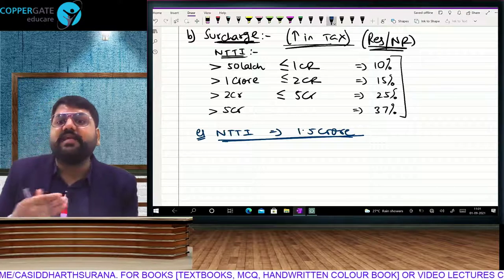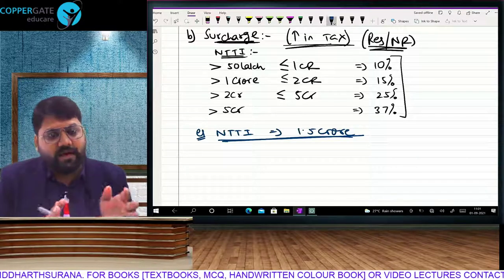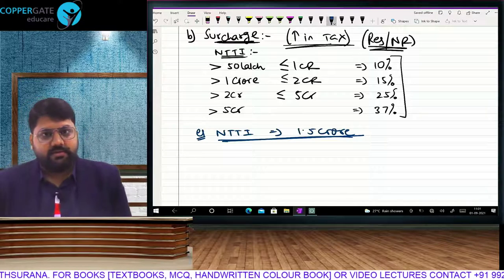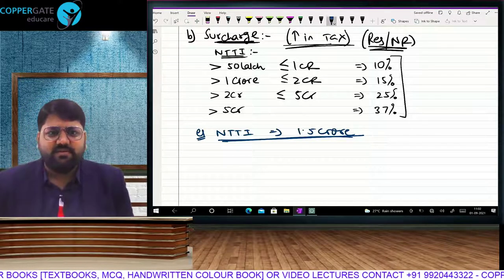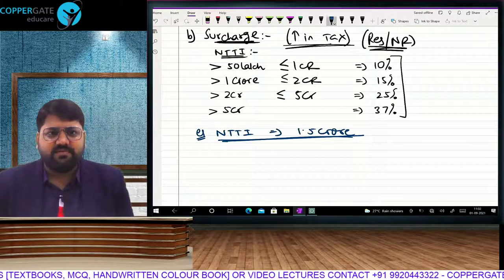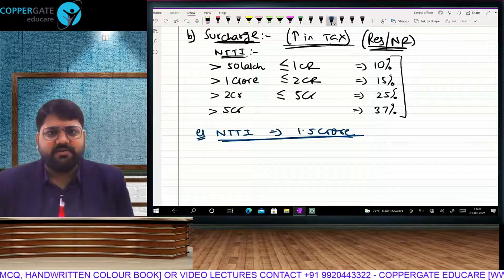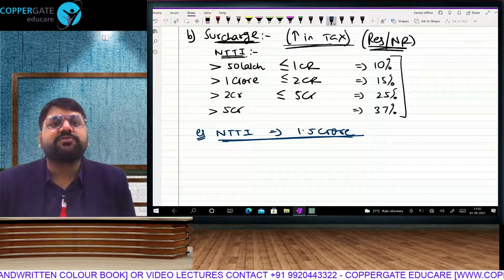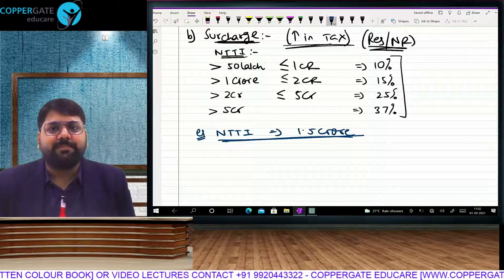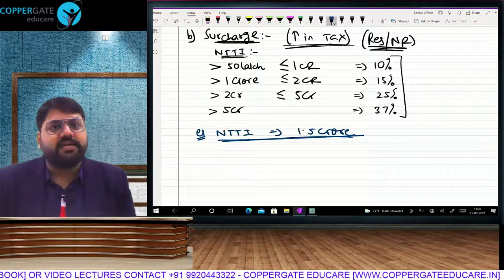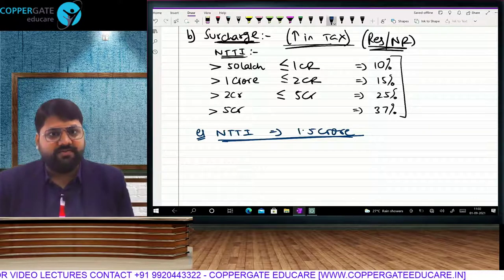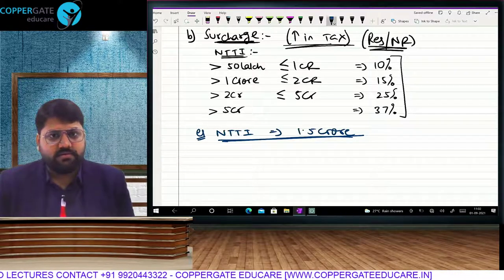Both of them is never possible. If you have studied statistics in foundation mathematics, in CPT there was maths. You have studied probability, mutually exclusive events, two things that can never happen together. Rebate and surcharge can never come together. Only one of them. Are you following?